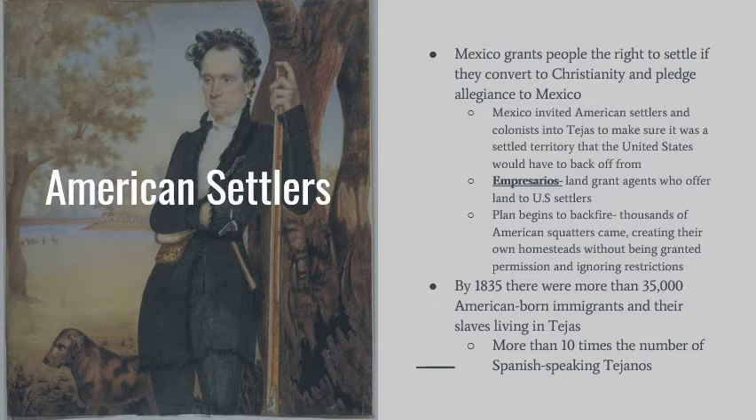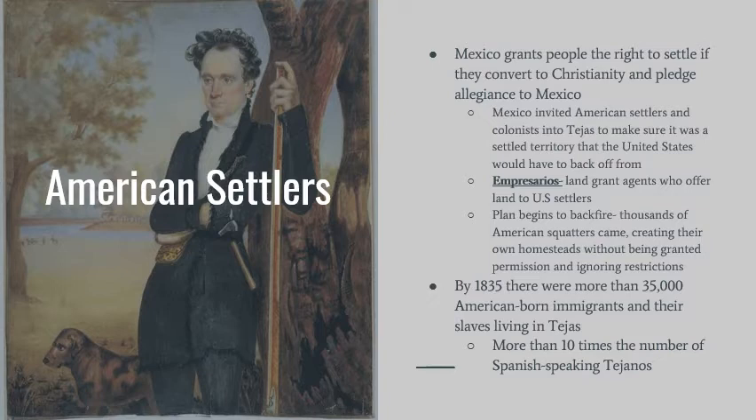However, after the Republic of Mexico won its independence in 1821, it announced that Americans were now welcome in North Mexico, or what we know as Texas. The reason Mexico invites American settlers and colonists into Texas is to make sure it was a settled territory that the United States would have to back off from.